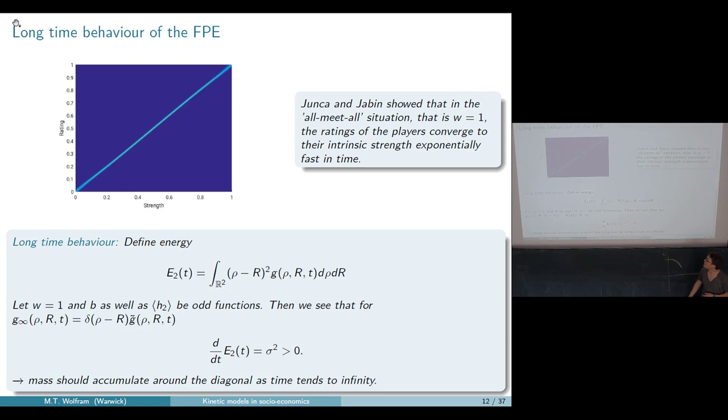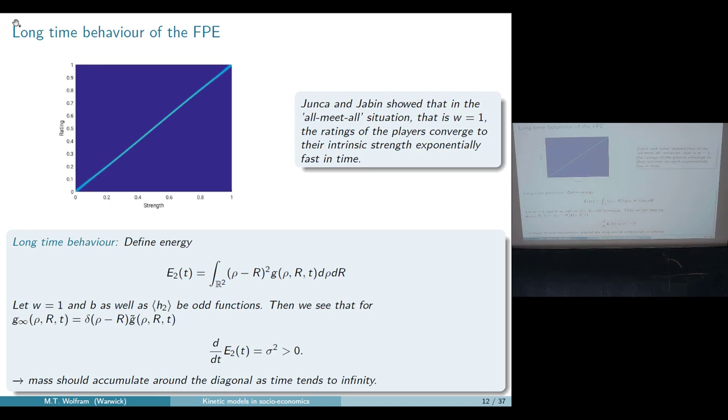That gives you that they really converge towards the real strengths of the players. How you can also prove this: in the paper, they looked at an energy functional. You can use another energy as well, you can put a function here in terms of rho minus r. Then you can show that this is decreasing, which gives you an argument. You can prove that they really converge, and that's what's done in this paper.